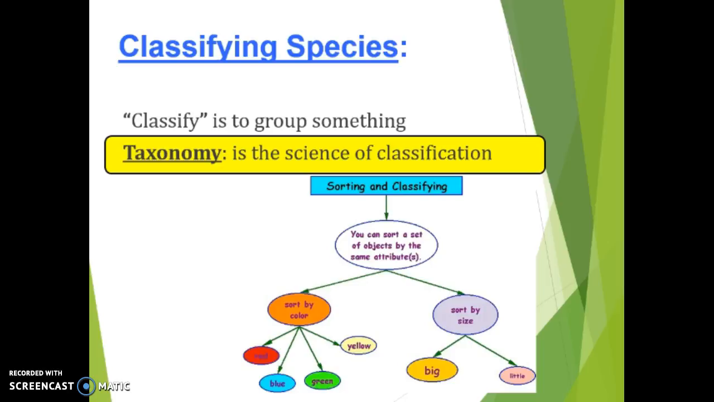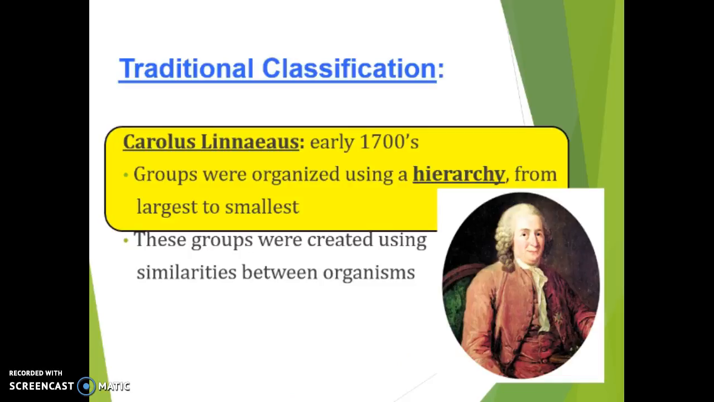Alright, classifying species, we see that taxonomy is the study of classification. It's the science here. We see a little bit of a concept map there, which kind of brings in how we sort, how we classify, and where the early stages of this came from. We see that the first one was actually called the Linnaeus system, and this was developed in the early 1700s. Groups were organized using hierarchy from largest to smallest. Okay, and they were actually created by using similarities between organisms.